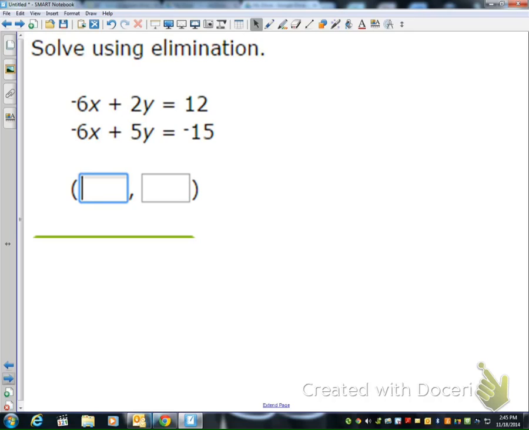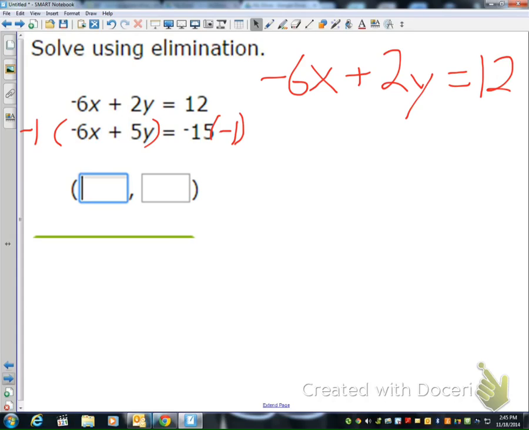So what I suggest doing before you start, and IXL teaches it the same way, so if you miss one and you go through their little explanation, it shows you to do it the same way. I'm going to keep the first one the same, so I'm going to leave it negative 6x plus 2y equals 12. But now my second equation, I don't want negative 6x, I want positive 6x. So I'm going to multiply by negative 1. But if I multiply this side of the equation by negative 1, I have to multiply that side by negative 1.